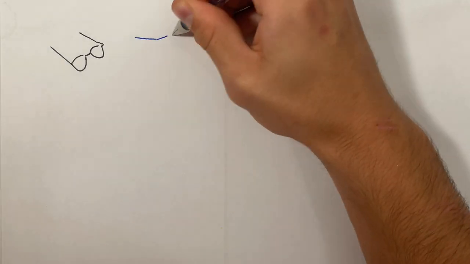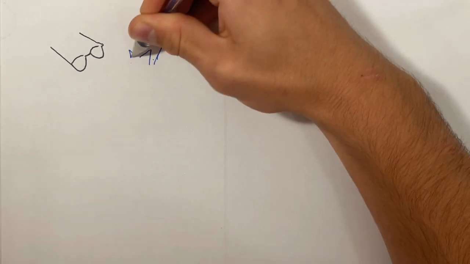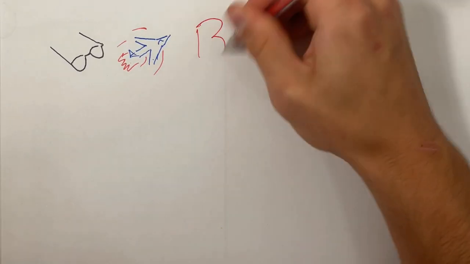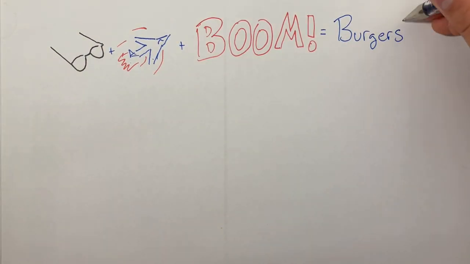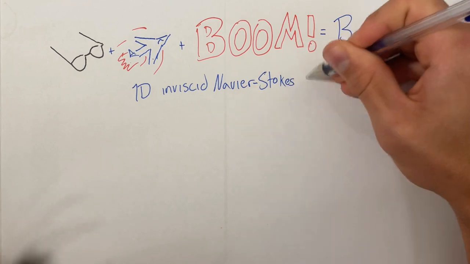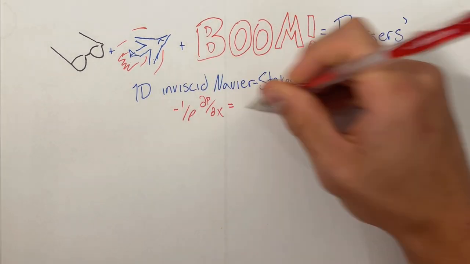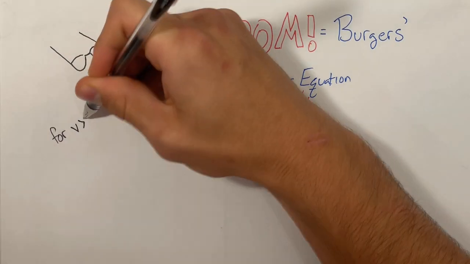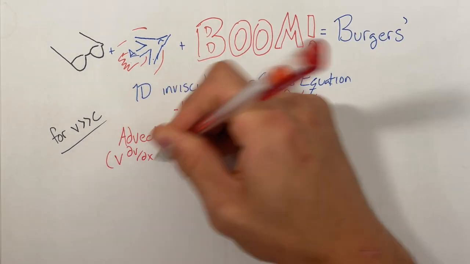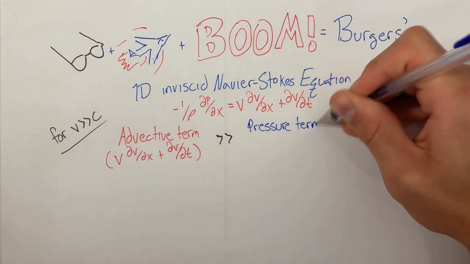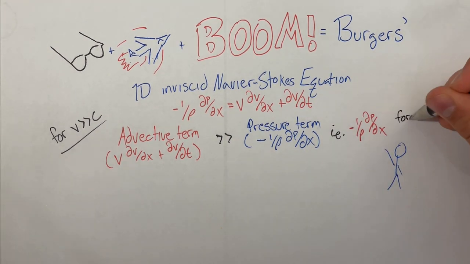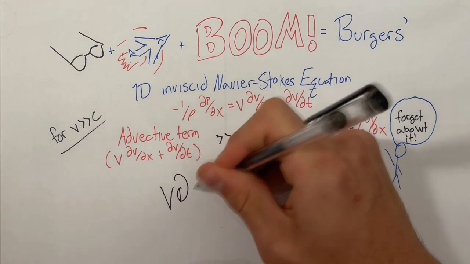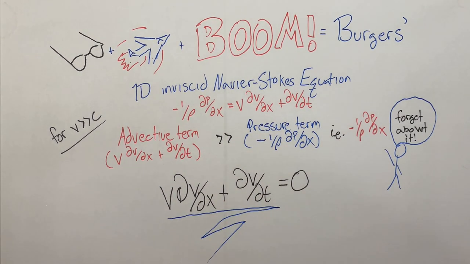Finally, for all those Top Gun fans out there, supersonic booms like those you might encounter if you're Tom Cruise traveling well above the sound barrier actually reproduce Burgers' equation as well. This comes from the fact that in the supersonic regime, our 1D Navier-Stokes equation, minus 1 over rho partial p partial x equals v partial v partial x plus partial v partial t, actually effectively drops the pressure term because it becomes negligible at those speeds, yielding again the inviscid Burgers equation.